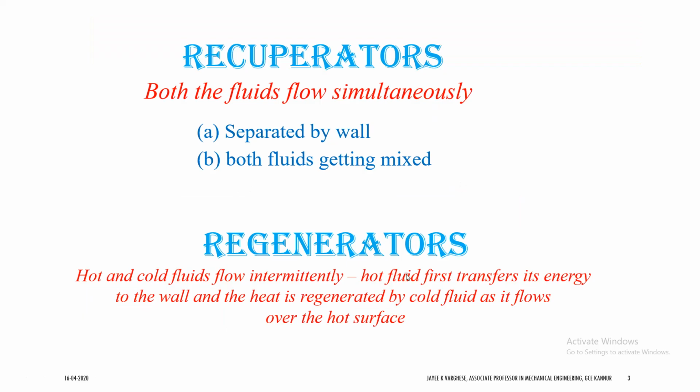In the heat exchangers called recuperators, both the fluids flow simultaneously. So what are both the fluids? There are two fluids. One will be a hot fluid and another will be a cold fluid. Basically, a heat exchanger will be transferring heat from a hot fluid to a cold fluid. And recuperators can further be divided into the wall separated type, that is, both the streams are separated by a wall, and another type in which both the fluids will be mixed together.